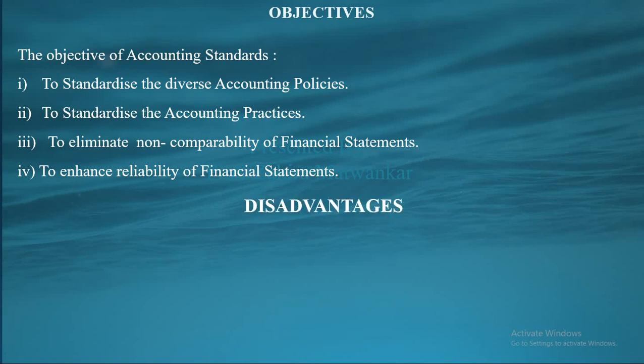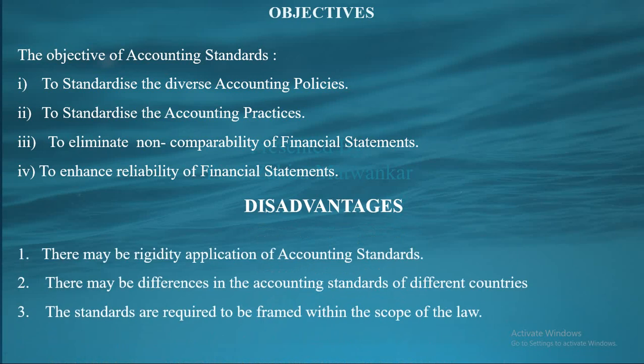Now the next is, what are the disadvantages? There are 3 disadvantages mostly. First is the rigidity of accounting standards, means accounting standard is rigid, it cannot be changed easily. It can be, but it will take time according to the market condition, according to the rules and regulations. Second is, there may be differences in the accounting standards of different countries. I gave you the idea before, because different countries have different cultures, laws, rules and regulations, and of course different types of business also. So according to that, accounting standards are different.